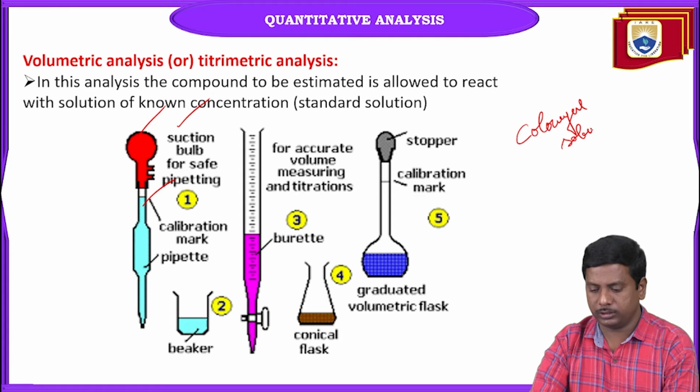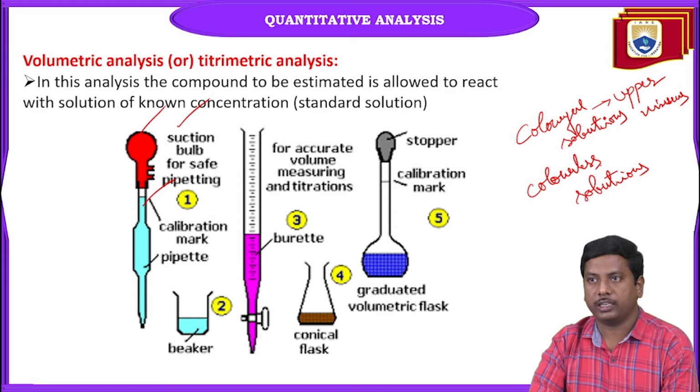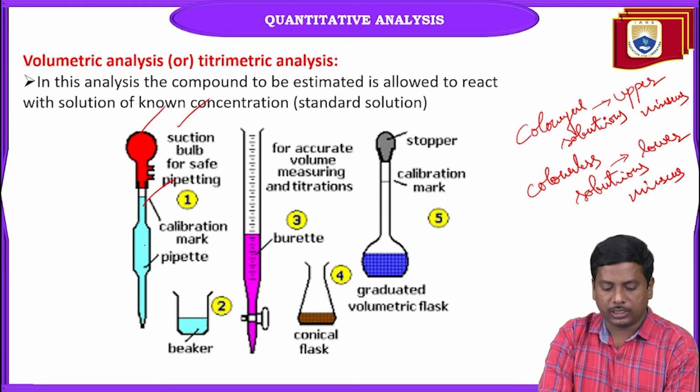Colorful solutions and colorless solutions. So colorful solutions, we always consider the upper meniscus. Whereas for colorless solutions, you always consider the lower meniscus. In this case the solution is a colored solution, that's why we consider the upper meniscus.